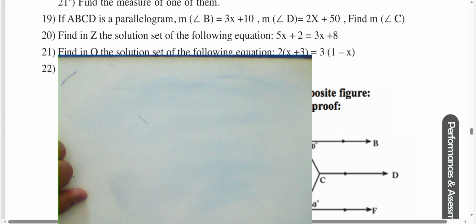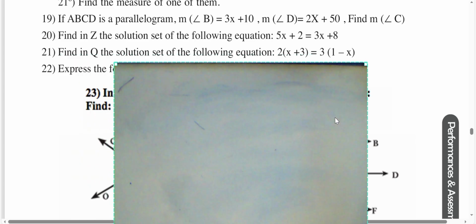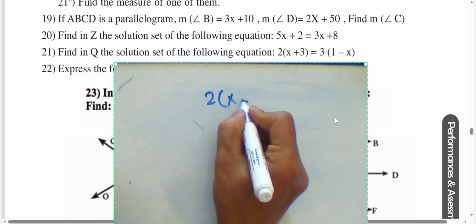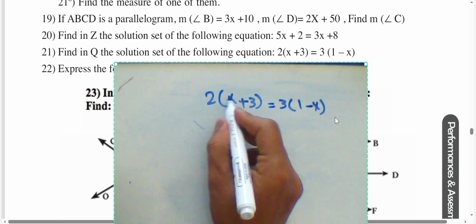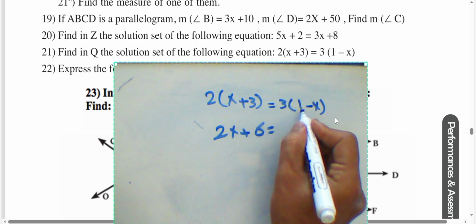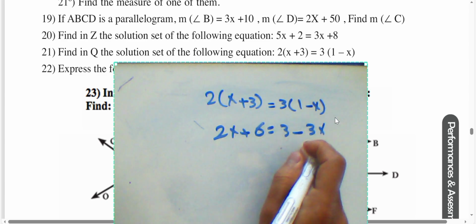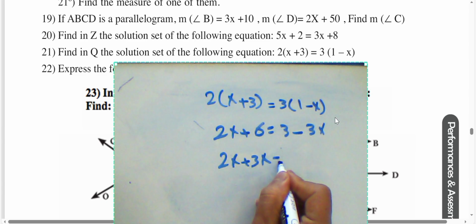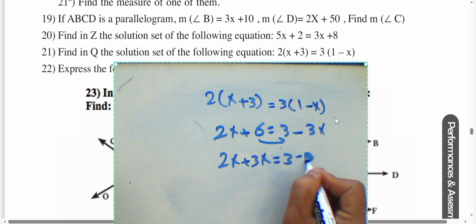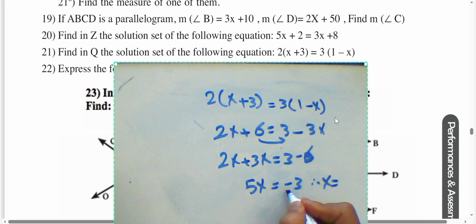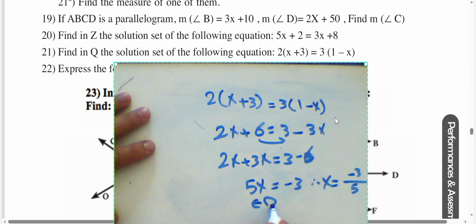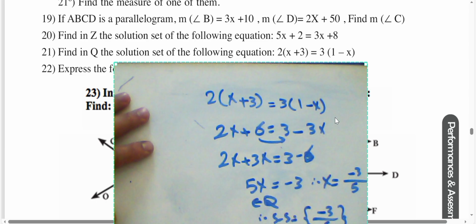Next question. Find the solution in Q for this equation: 2 times (x plus 3) equals 3 times (1 minus x). 2 times 2x, and 2 times 3 is 6. 3 times 1 is 3, and 3 times x is 3x. Move 3x here by changing the sign, and move 6 by changing the sign. Then 5x equals 3 minus 6, which equals negative 3. Then the value of x equals negative 3 over 5. It belongs to the rational numbers. The solution set will be negative 3 over 5.